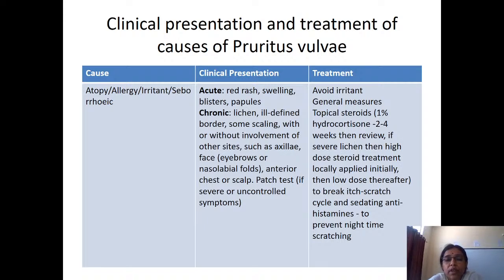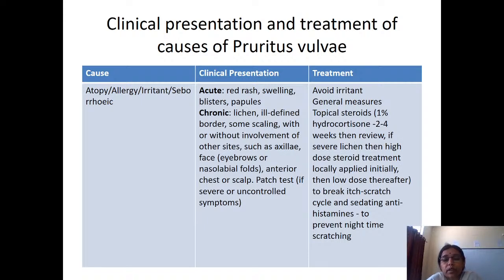So the treatment usually includes avoiding irritant agents. The first thing is we need to stop or avoid these irritating agents, and then the general measures have to be adopted, like we have just discussed, the do's and don'ts. And apart from these general measures, these women mostly require usage of topical steroids, that is 1% hydrocortisone for 2 to 4 weeks, and then we need to always review the woman whether these lesions are improving or not. And if the lesions tend to be chronic, these women most often require a long term usage of steroids.